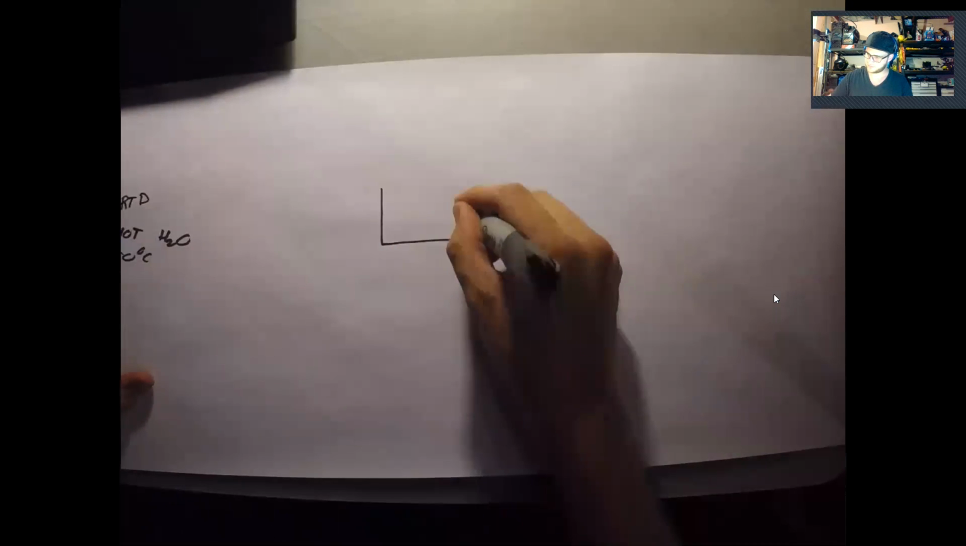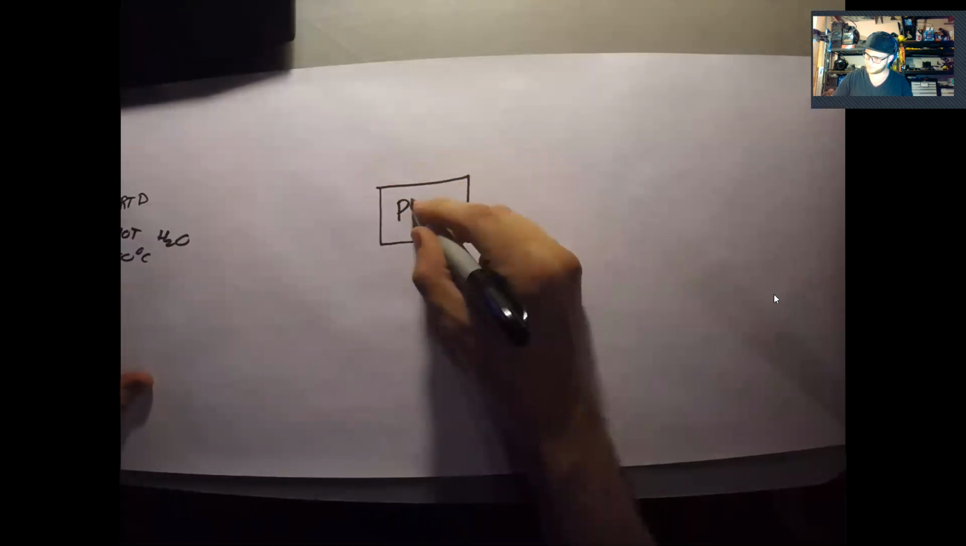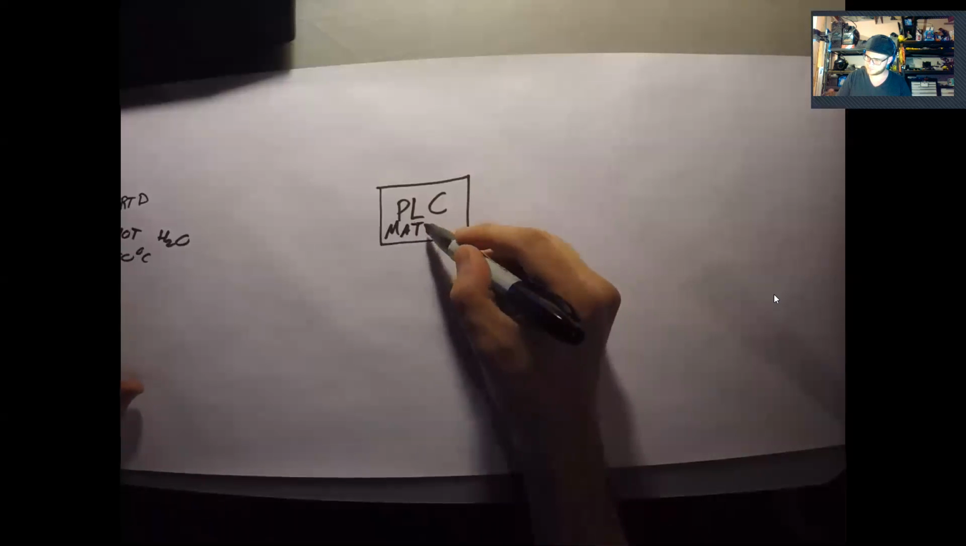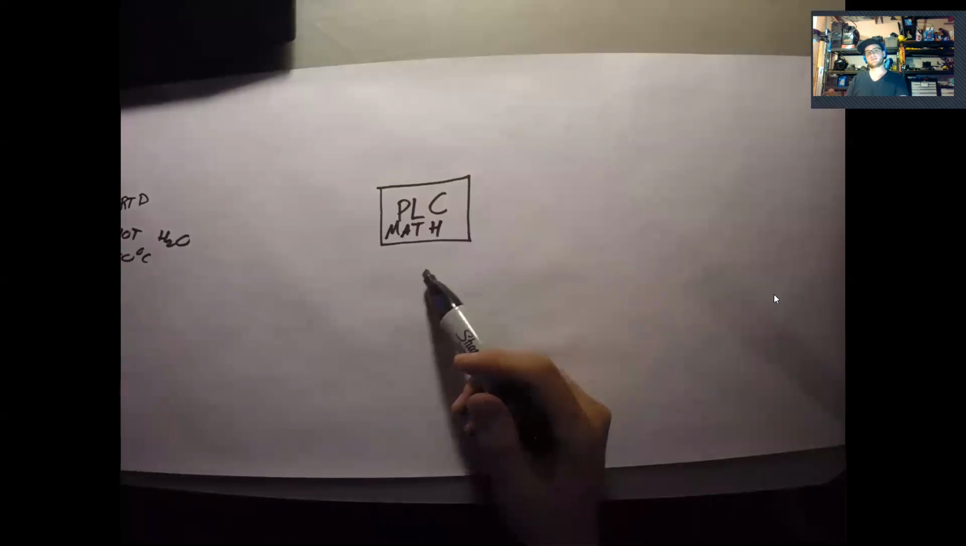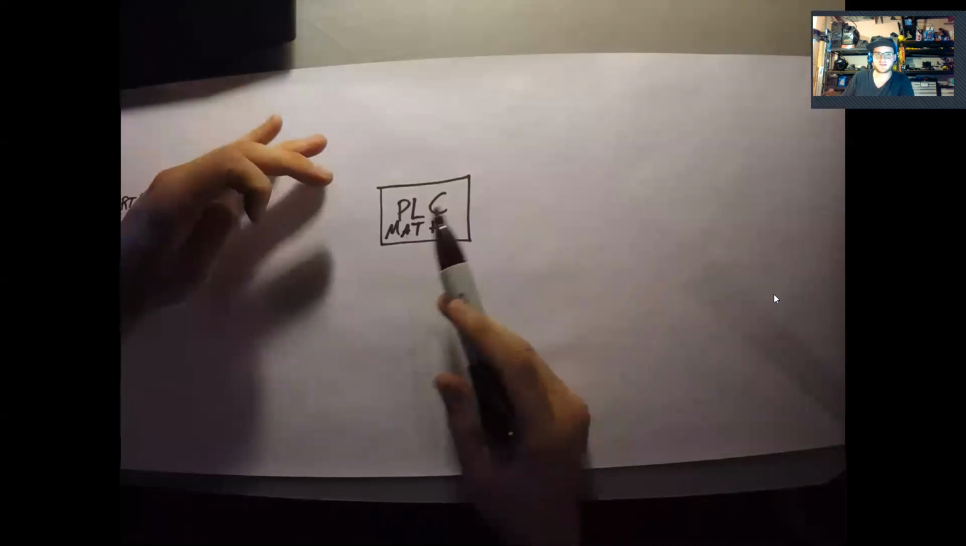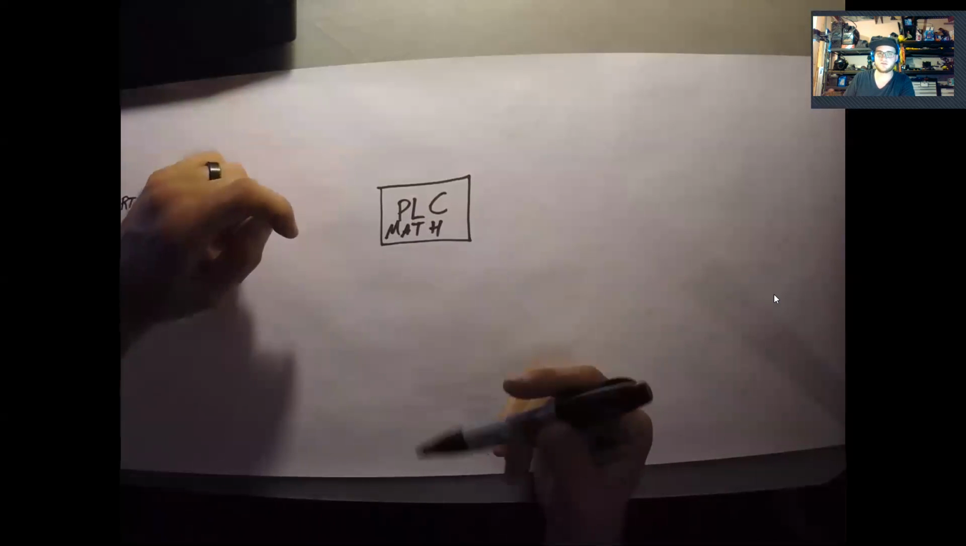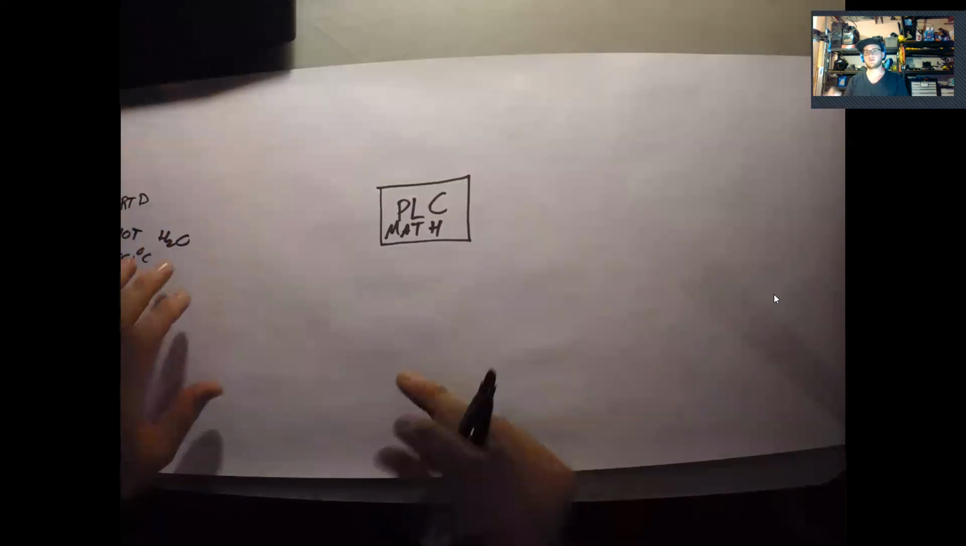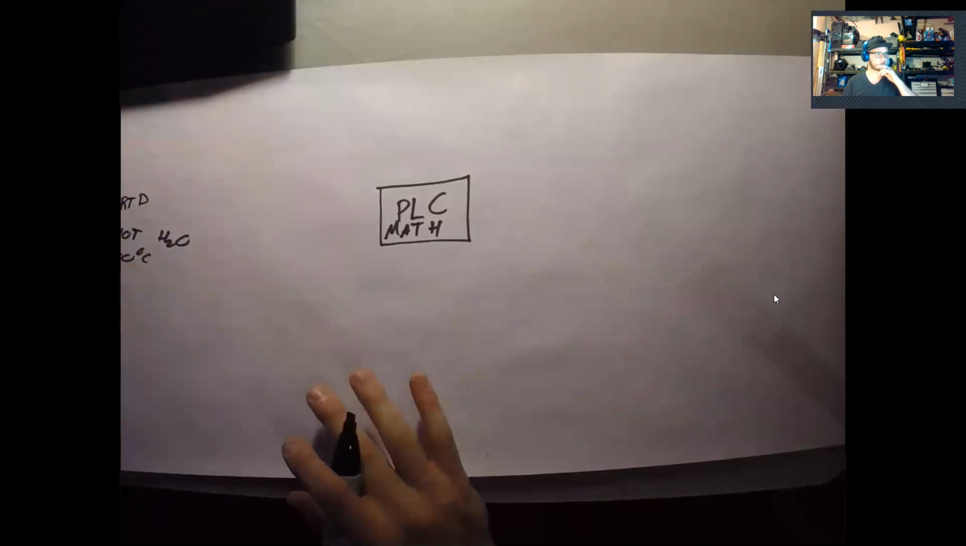Okay, so for us, we keep talking about this PLC. So this is our math box. Does a lot of things, right? But this is our computer. This is going to be where we program math, where we measure one state and output another state.